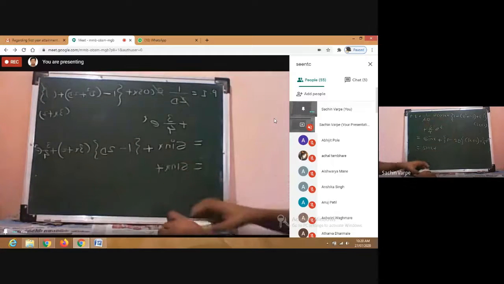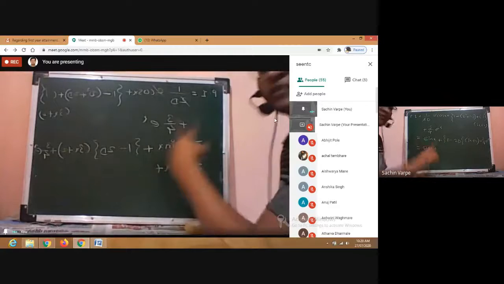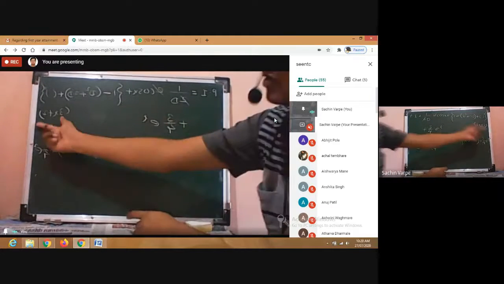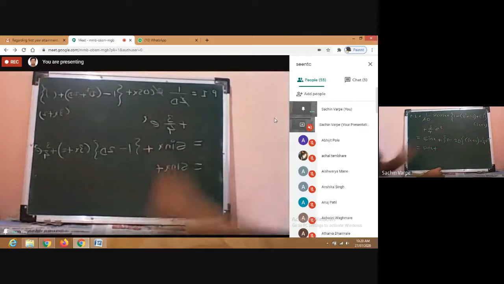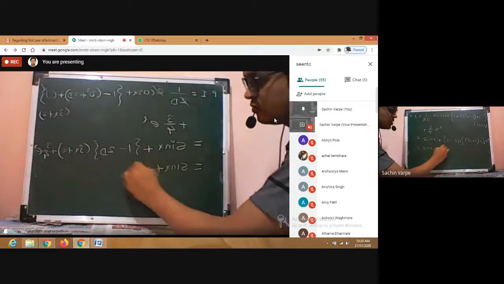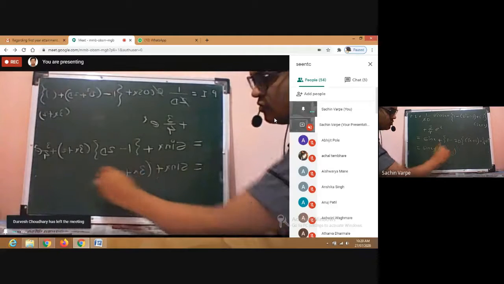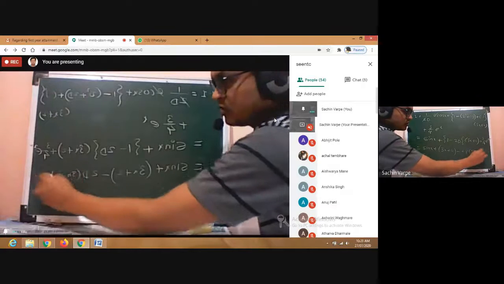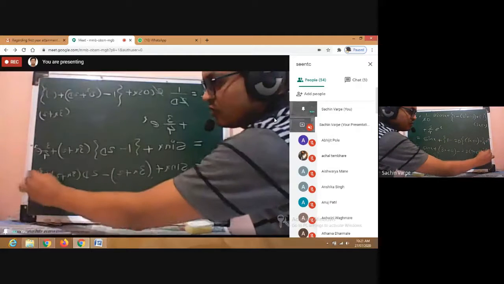No problem. It will increase one more step, but no problem like this also, because 3x plus 2 is also a polynomial function, isn't it? So 1 into 3x plus 2 minus 2d of 3x plus 2 plus 3 by 4 e raised to x.